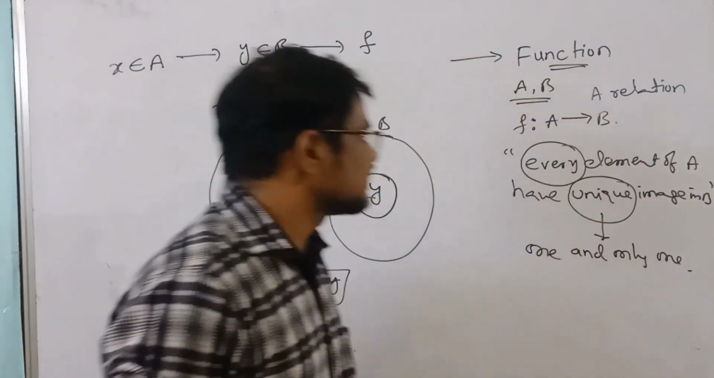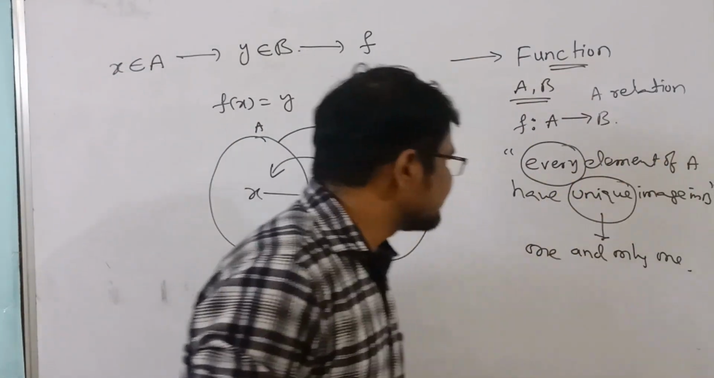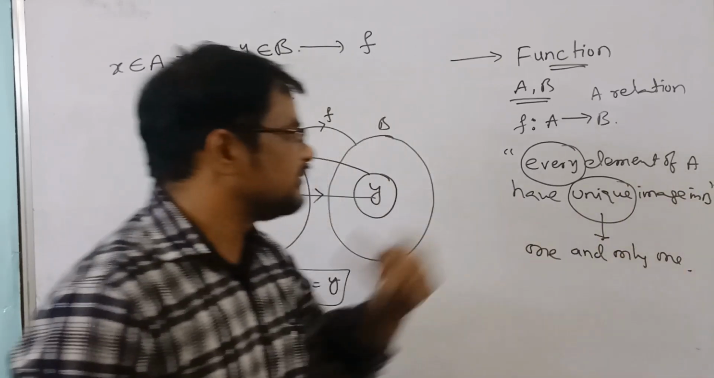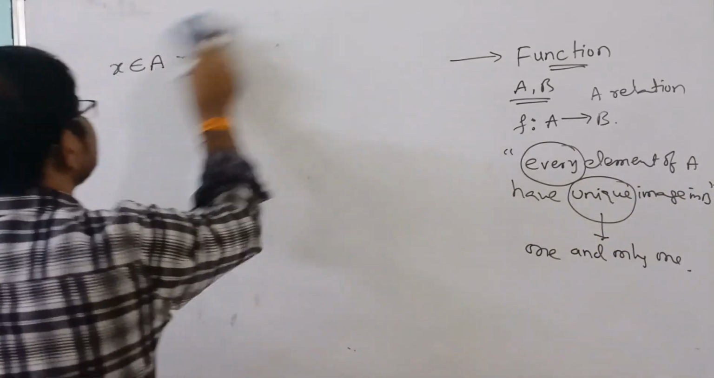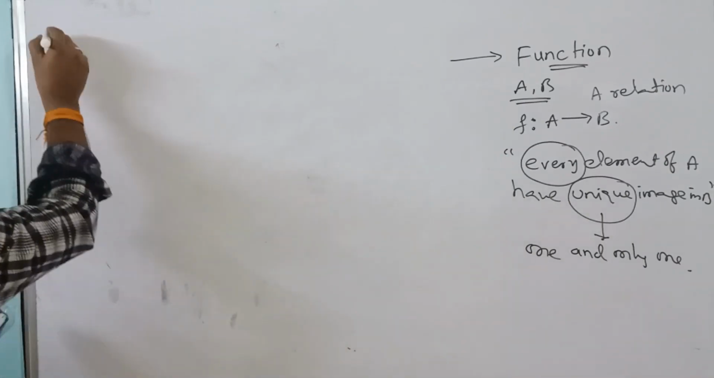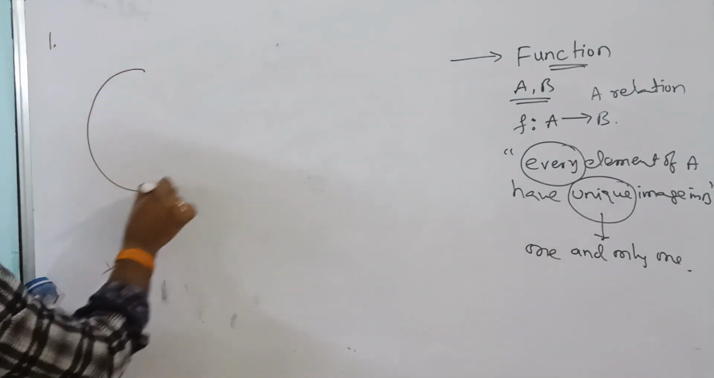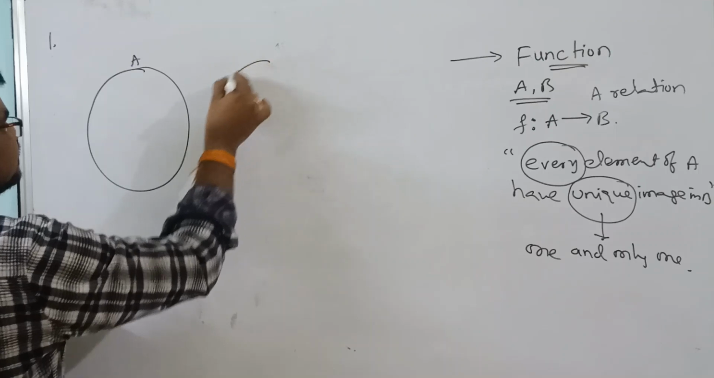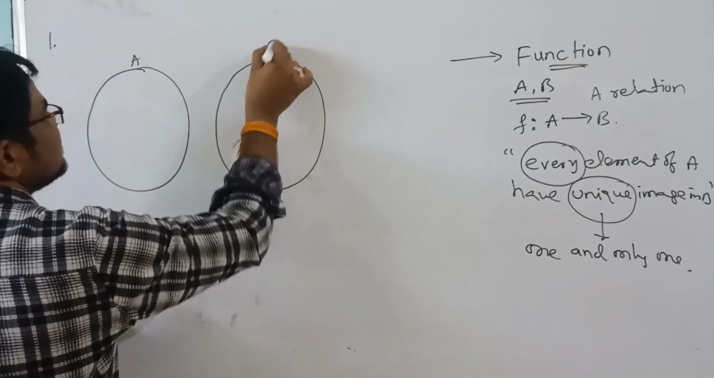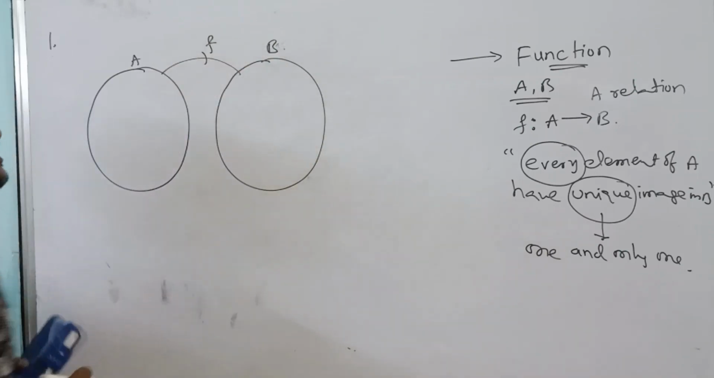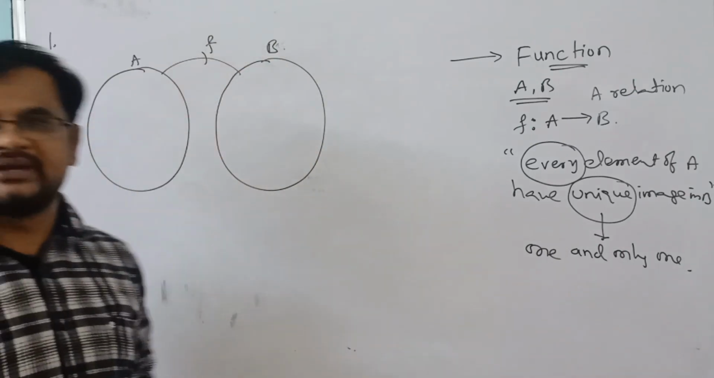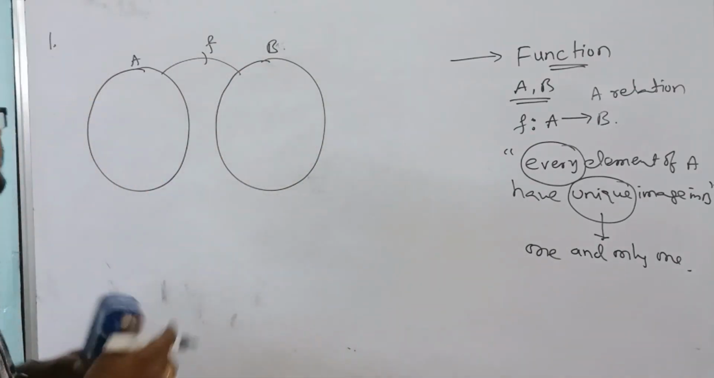Now come to the function. Every element of A has a unique image in B. If you take one example, like this as A and this as B, a relation which is a mapping from A to B, is it a function or not? I will take this.